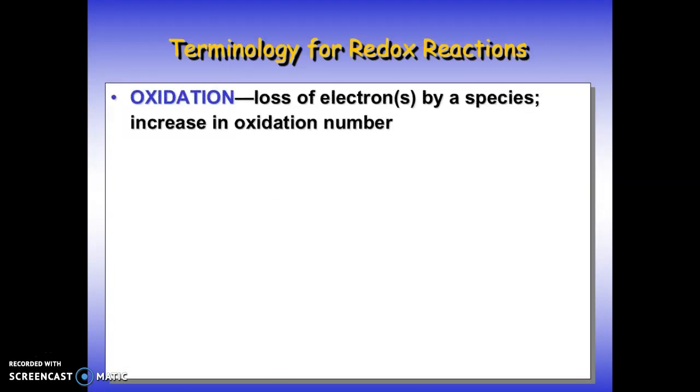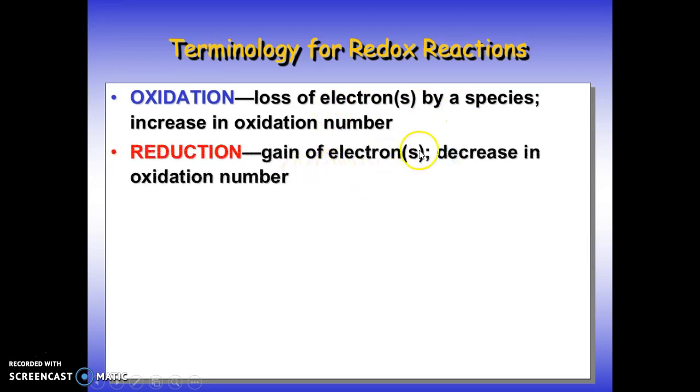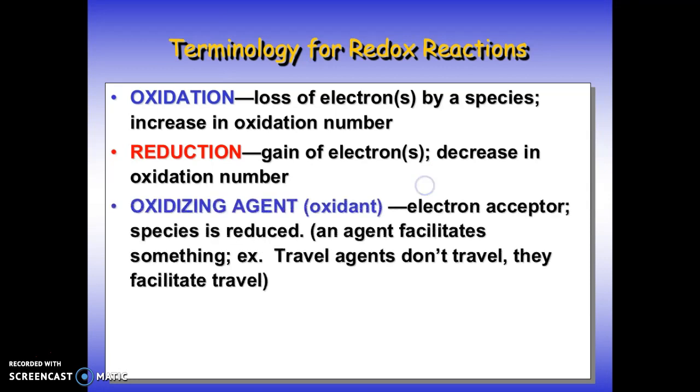So some terminology, like I said, oxidation is the loss of electrons. It's also the increase in oxidation number, but we haven't talked about what those are yet. So loss of electrons is oxidation. Gain of electrons is reduction, but you can also see that reduction is the decrease in oxidation number. Again, we'll take a look at oxidation numbers a little later.